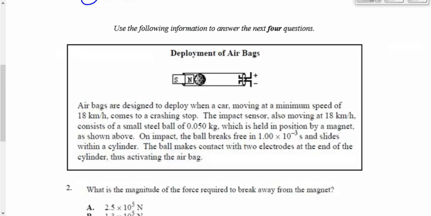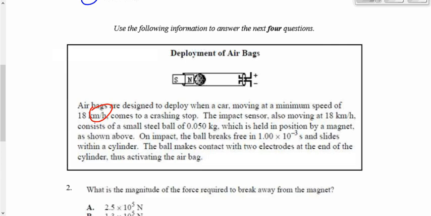This airbag question says, airbags are designed to deploy when a car moving at a minimum speed of 18 kilometers per hour comes to a crashing stop. The impact sensor, also moving at 18 kilometers per hour, consists of a small steel ball of this mass, held in position by a magnet. On impact, the ball breaks free in a very short amount of time, goes within a cylinder, and then makes contact with two electrodes, completing a circuit, which applies an electric current through this powder, produces a chemical reaction that generates a gas, and inflates the airbag. And it all happens incredibly quickly before your head hits the airbag.